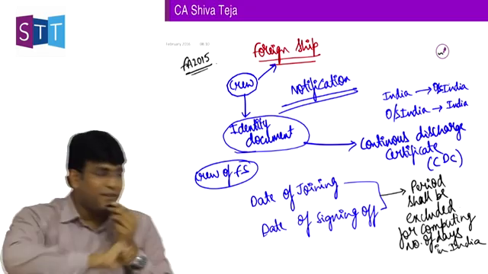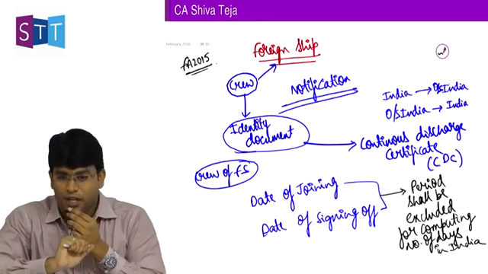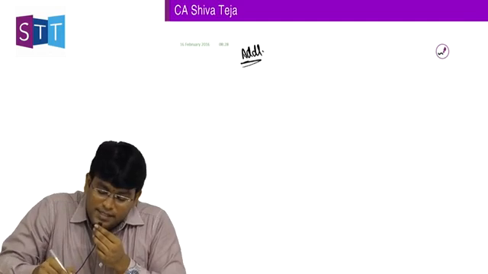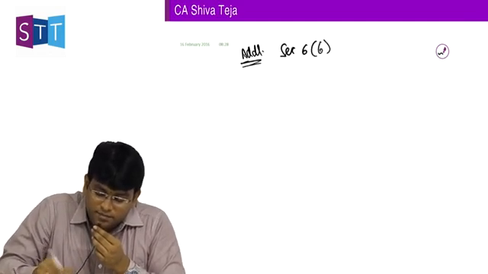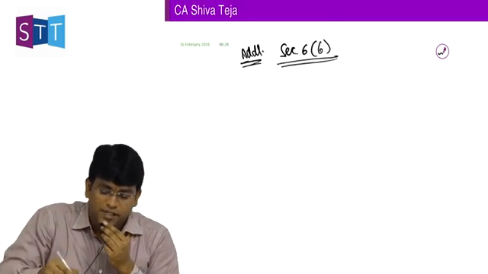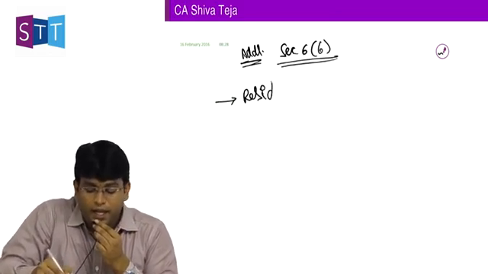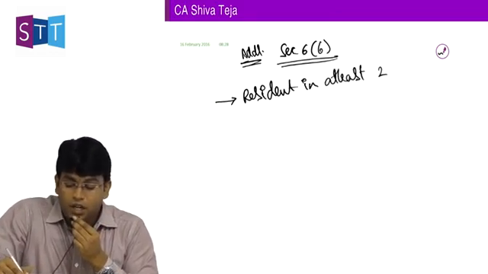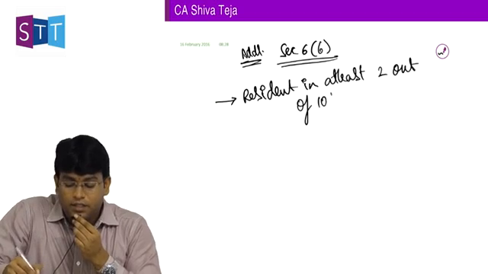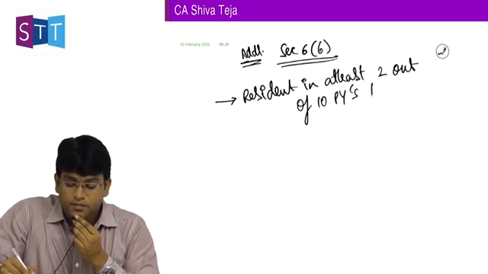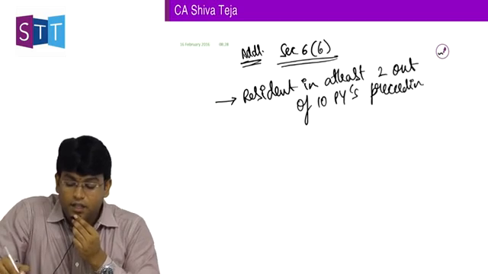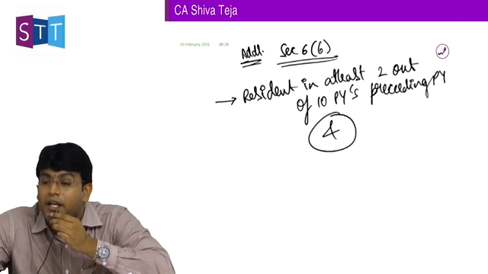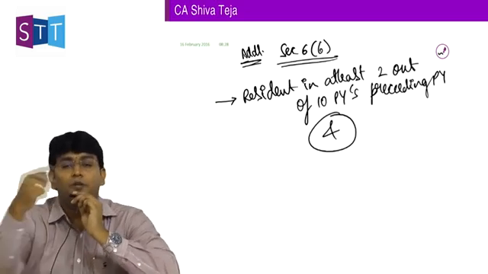Sure. So far we are done with basic conditions for individual. Now let us look at additional conditions. Additional conditions are given by section 6(6), where we have 2 additional conditions. Very simple. The first one says he must be a resident in at least 2 out of 10 previous years preceding the previous year.